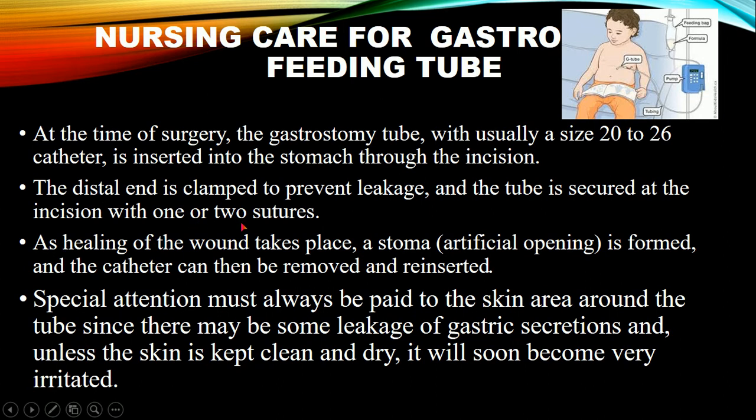If you have seen a gastrostomy opening, you will find that the gastrostomy tube is stitched to the abdominal muscles so that it doesn't come out. As the healing of the wound takes place, a stoma or artificial feeding opening is formed, and the catheter can be removed and reinserted. It is through the stoma we introduce the catheter, and this catheter can be removed and we can reinsert it through this stoma. Stoma means an artificial opening which is made in the abdominal muscles, and from the upper skin of the abdomen it goes inside the stomach.